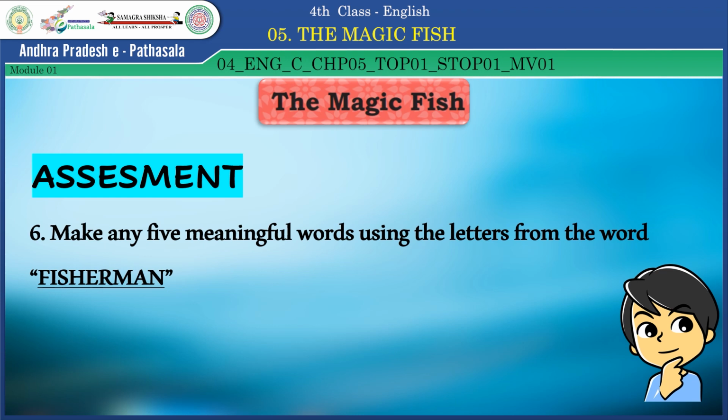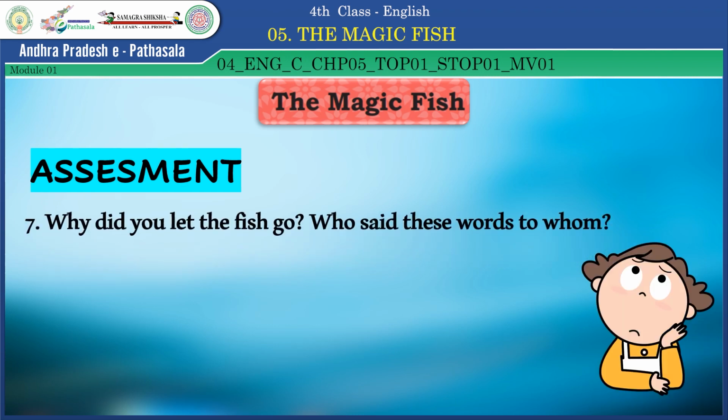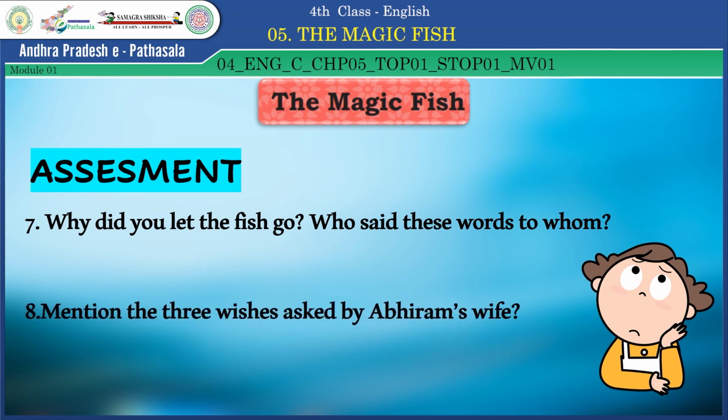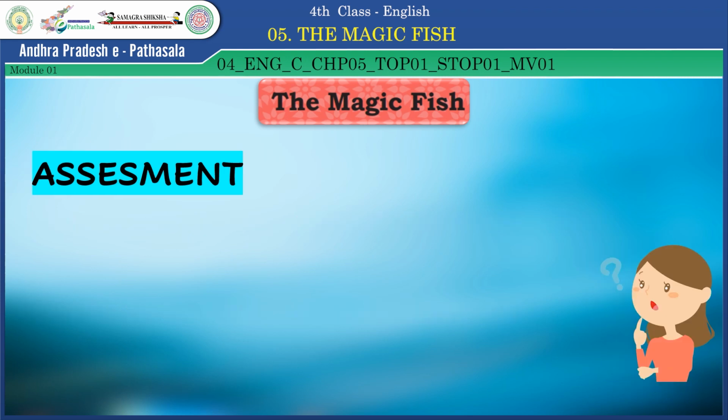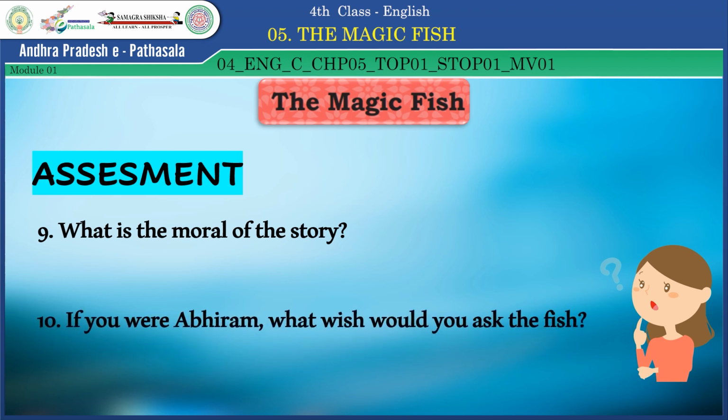The seventh question is, why did you let the fish go? Who said these words to whom? And the eighth one is, mention the three wishes asked by Abhiram's wife. The ninth question is, what is the moral of the story? The tenth one is, if you were Abhiram, what wish would you ask the fish?